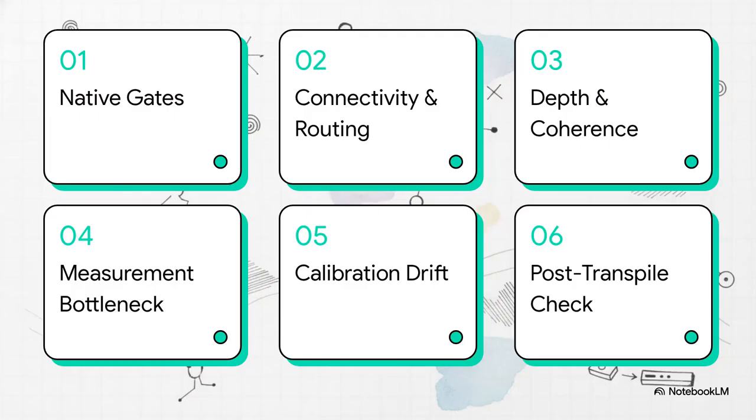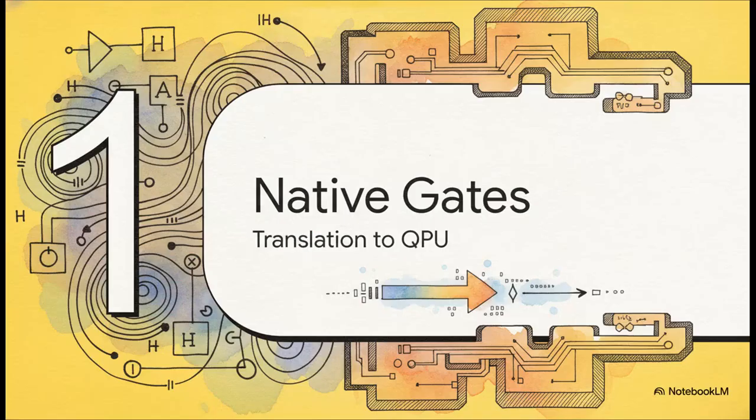To conquer this obstacle course, we are going to systematically break down the core constraints. 1. Native gates. 2. Connectivity and routing. 3. Depth, time, and coherence. 4. The measurement bottleneck. 5. Calibration drift. And 6. The post-transpilation checklist. Let's jump straight into native gates and how we actually translate to the physical QPU.